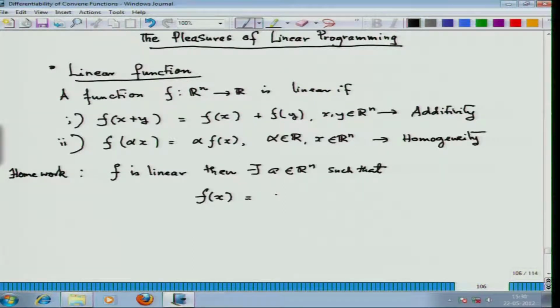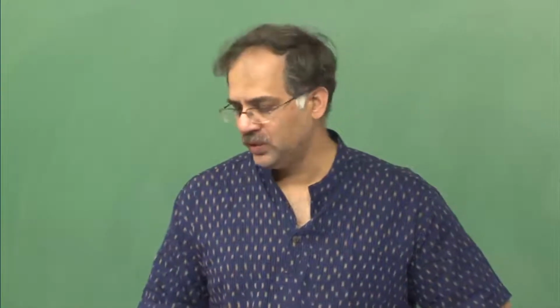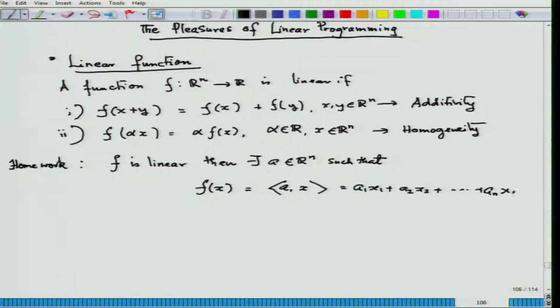So, when you evaluate the functional value f at x, it is nothing but the inner product, or dot product, of this A with this vector x, which is nothing but a1 x1 plus a2 x2 plus an xn. So, this is the standard definition of dot product which all of you know. Now, it is simple to see that f is a convex function.